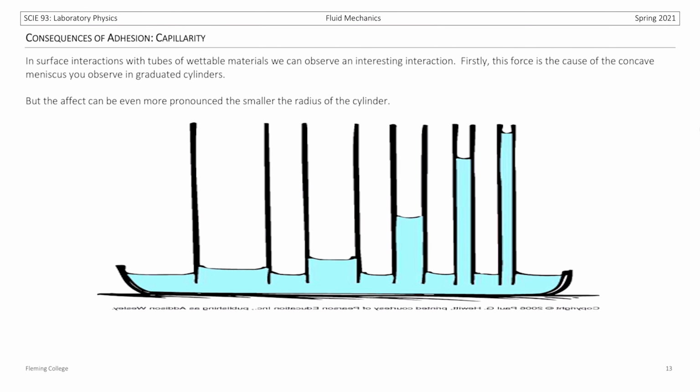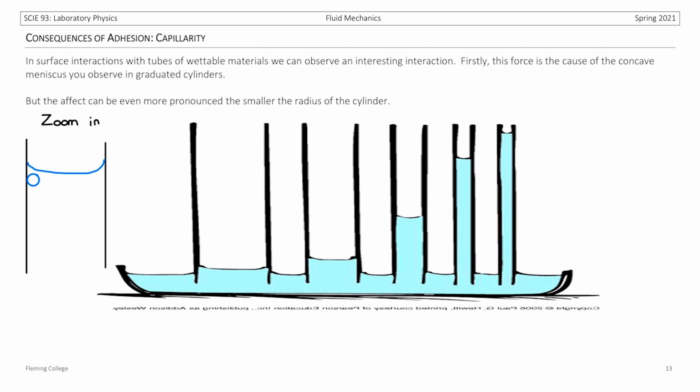In surface interactions with tubes of wettable materials, we can observe an interesting interaction. The capillarity is firstly responsible for the concave meniscus you observe in graduated cylinders. But that effect can be even more pronounced based on the radius of the cylinder. So the smaller the tube you use, the greater the meniscus effect or capillarity is, raising the level of liquid in the tube. To understand this, let's zoom in on the interaction point or the meniscus of one of these liquids and consider the net forces.